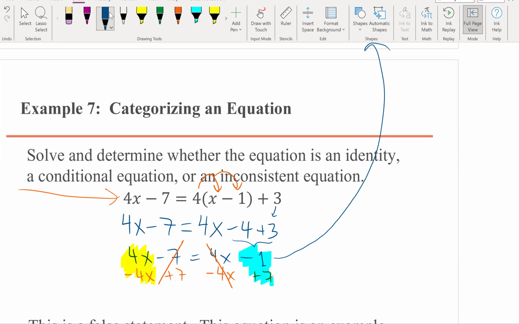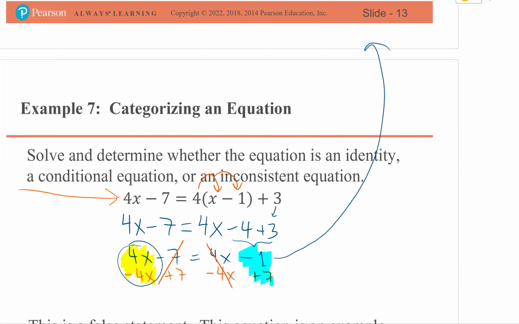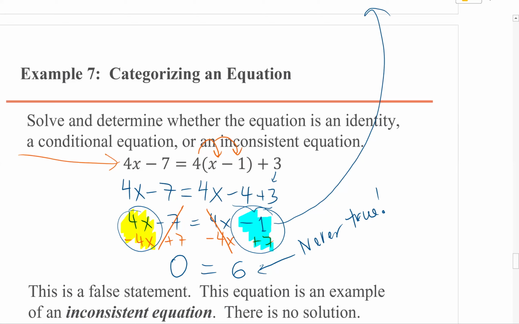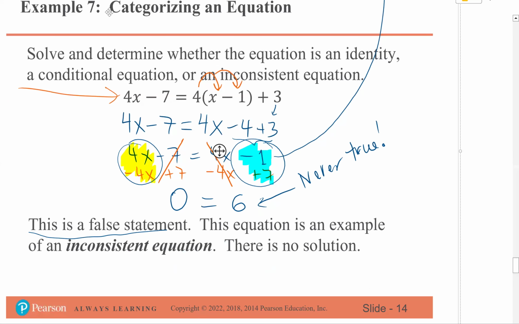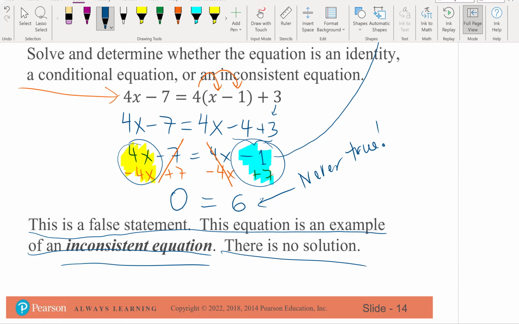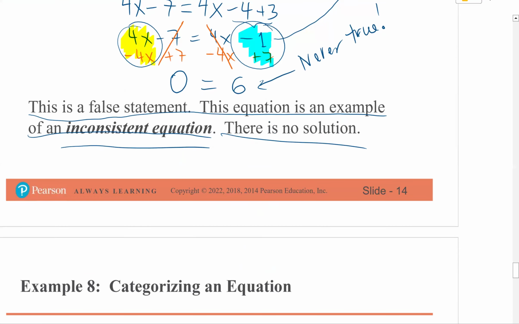On the left side, 4x minus 4x is 0. And on the right side, I've got negative 1 plus 7. That's 6. This is a statement that says 0 is equal to 6. That's never true. I'm no math teacher, but I'm pretty sure 0 is not equal to 6 ever. So this is a false statement. That means this equation is an example of an inconsistent equation. They gave us an equation that didn't have a solution at all, similar to that last one we wrote up there.